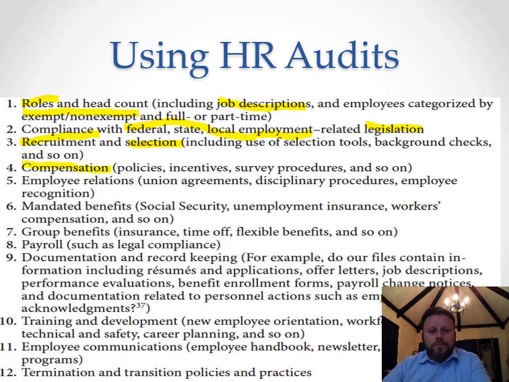Next, compensation. How are their policies? How are their incentives? Could that be improved? Next is their employee relations, and that talks about unions and labor, discipline, and we'll talk about things like that and recognition later. Benefits, which is part of compensation. How is their Social Security, their unemployment insurance, their workers' compensation? Is all of that organized and efficient? Then also group benefits like insurance or time off. Are those organized and effective? Payroll, we're still talking about compensation, right? We have 1, 2, 3, 4 different things about compensation.